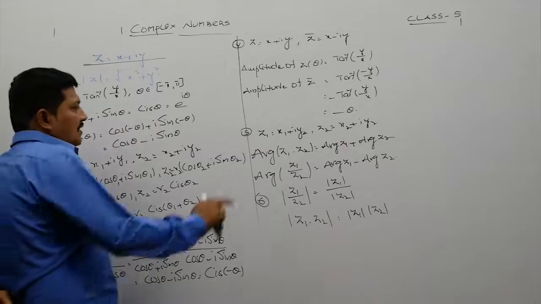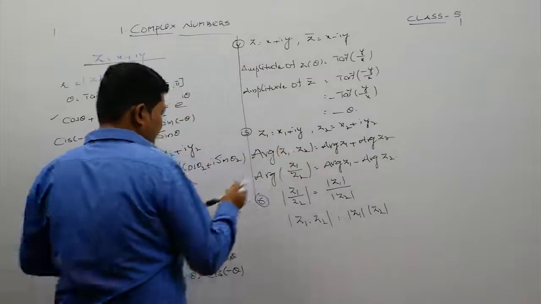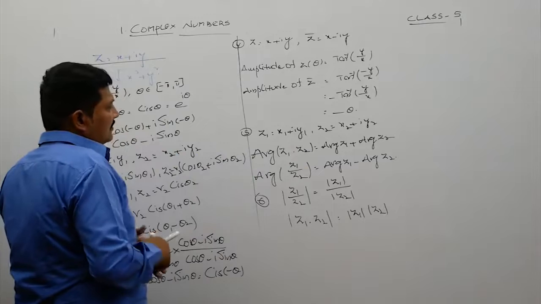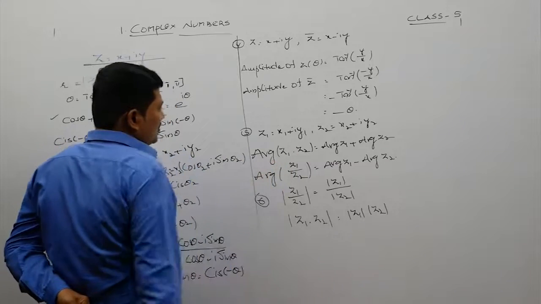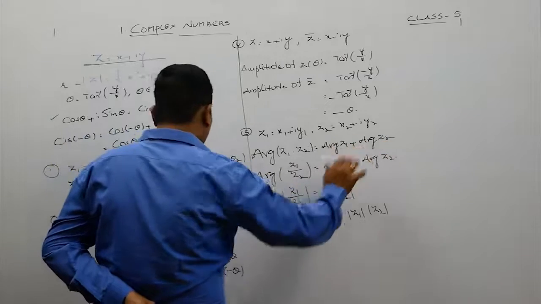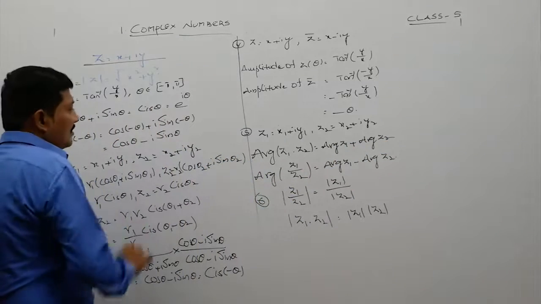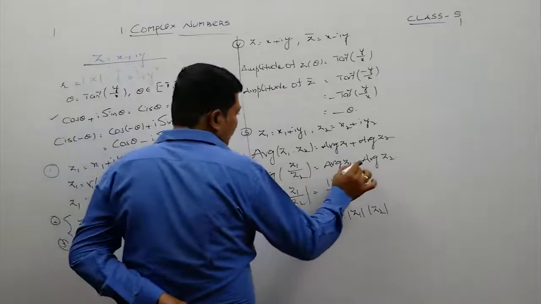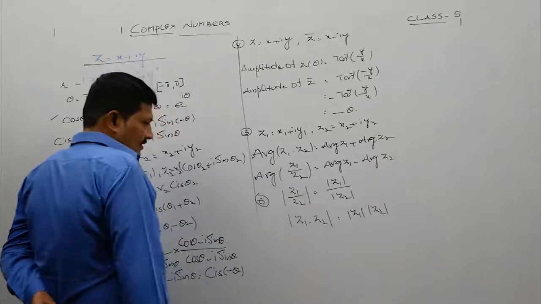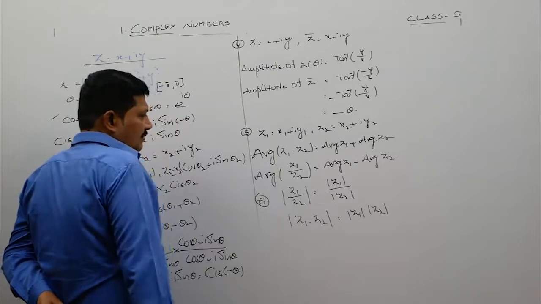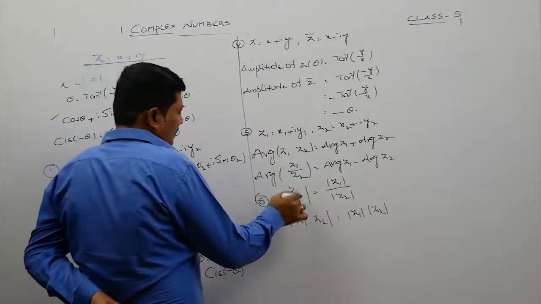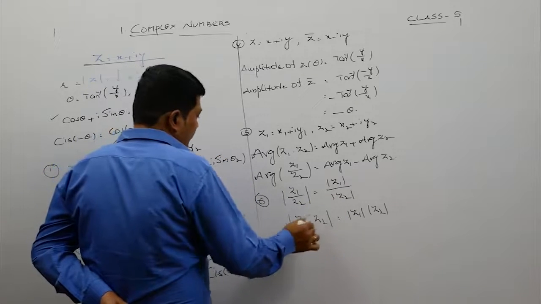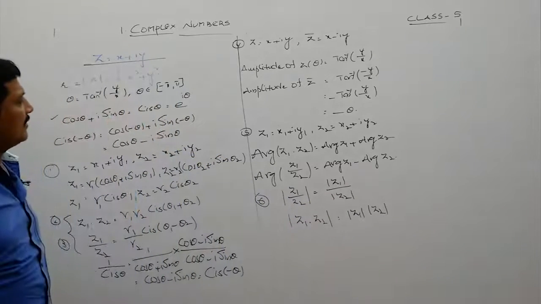Next comes here z1 = x1 + iy1 and z2 = x2 + iy2. Then argument of z1 z2 is equal to argument of z1 plus argument of z2, much similar to this one. Again, argument of z1 by z2 is equal to argument of z1 minus argument of z2. And yesterday we already got the modulus: mod of z1 by z2 is equal to mod z1 by mod z2, and mod z1 z2 is equal to mod z1 into mod z2.